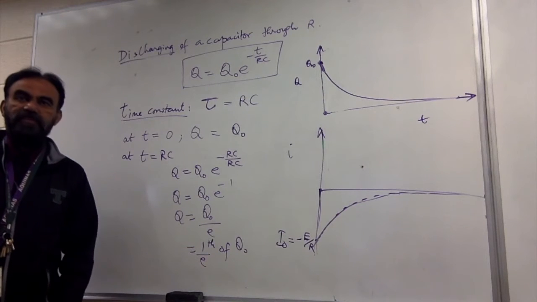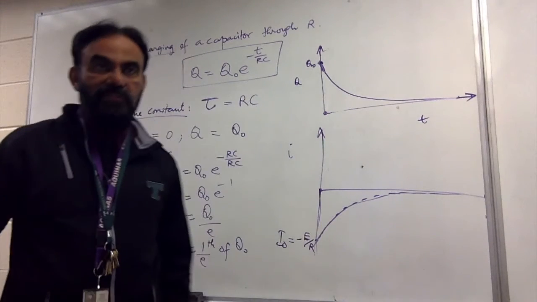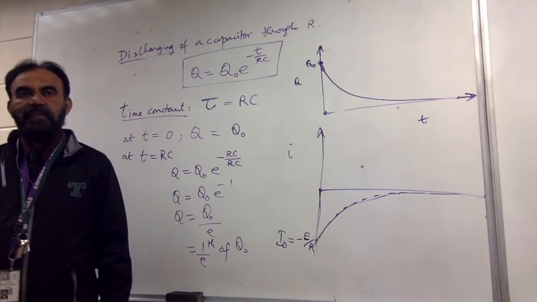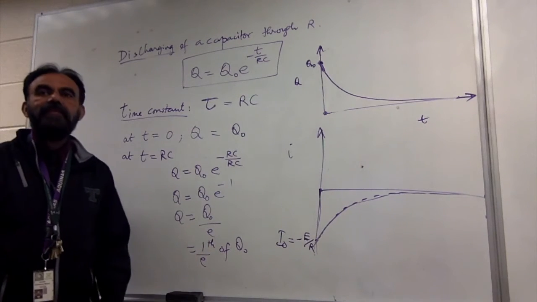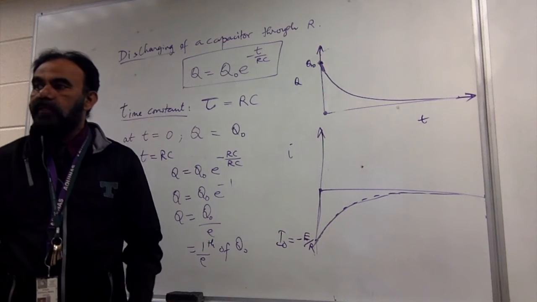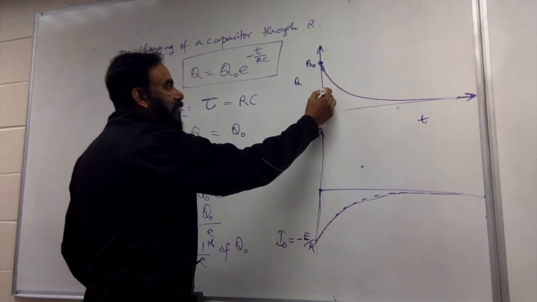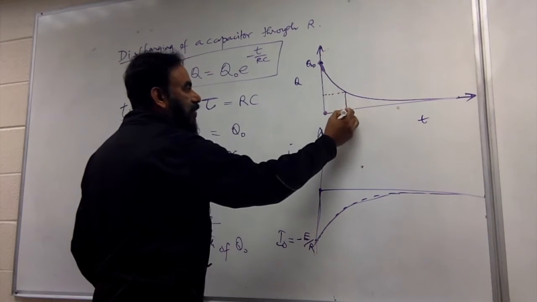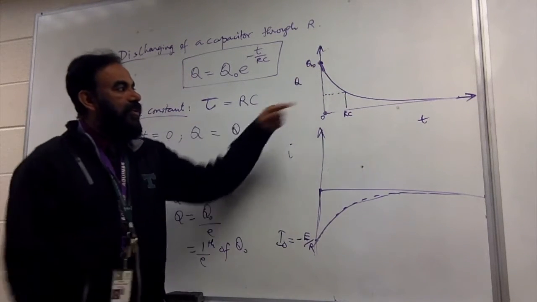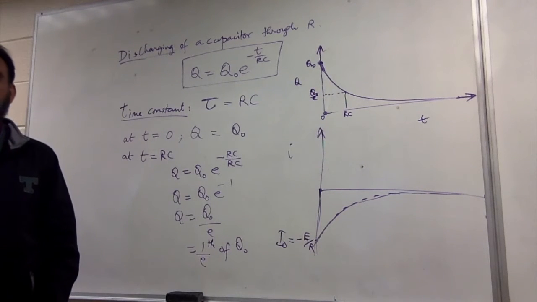1/e is what percent? What is 1/e in terms of percentage? Like what percentage is remaining? What is 1 over 2.718? 37%, almost 37%. That means this Q is going to drop to almost 37%, which is roughly here, after one time constant. This Q is going to drop to Q naught over e after one time constant. You get it?